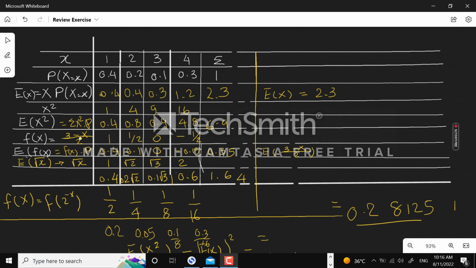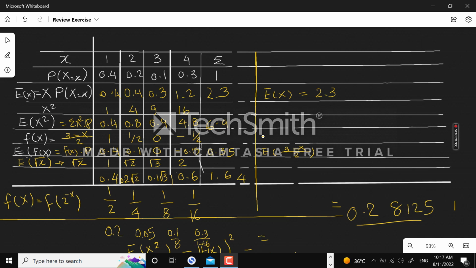So 3 minus 1 equals 2, over 2, results in 1. Then 3 minus 2 equals 1, over 2, results in half. 3 minus 3 equals 0, then the function value in this case is 0. And 3 minus 4 is minus 1, over 2 equals minus half.